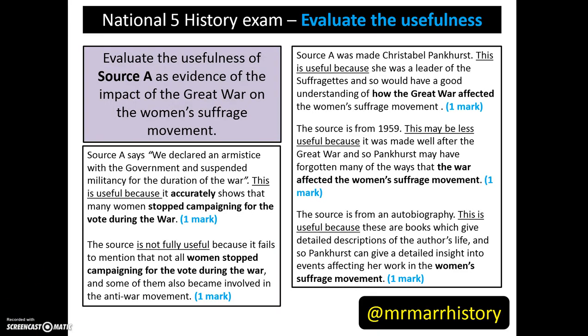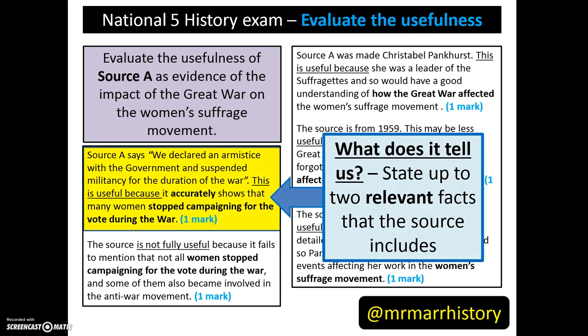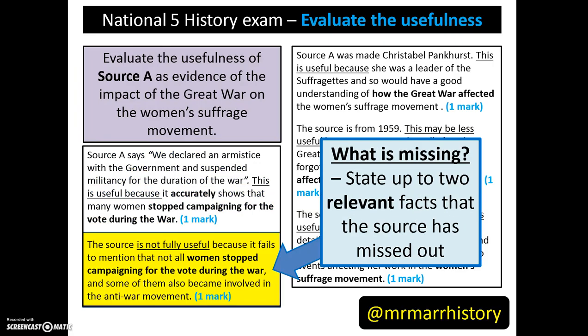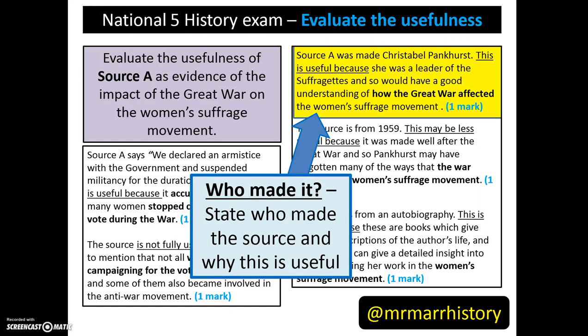Let's look at the answer in overall summary. We begin by talking about information that the source tells us. We can do this up to twice to get 2 marks. We then talk about information which is missing. Again, we can get up to 2 marks for doing this. We can also look at who made it. Again, we have to explain the relevance to the question.